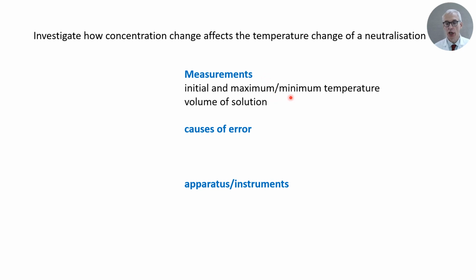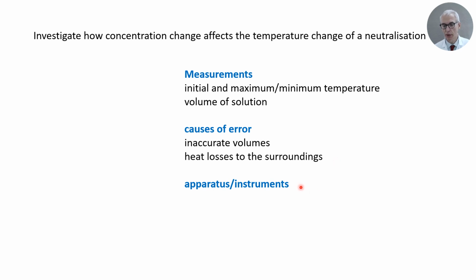Okay, so you would need the initial and maximum or minimum temperature of the reaction mixture. And obviously you also need to be measuring the volumes of solution. What would be the principal causes of error? Come up with a couple of ideas. Okay, to reveal mine: inaccurate measurement of volumes, and of course heat losses to the surroundings.